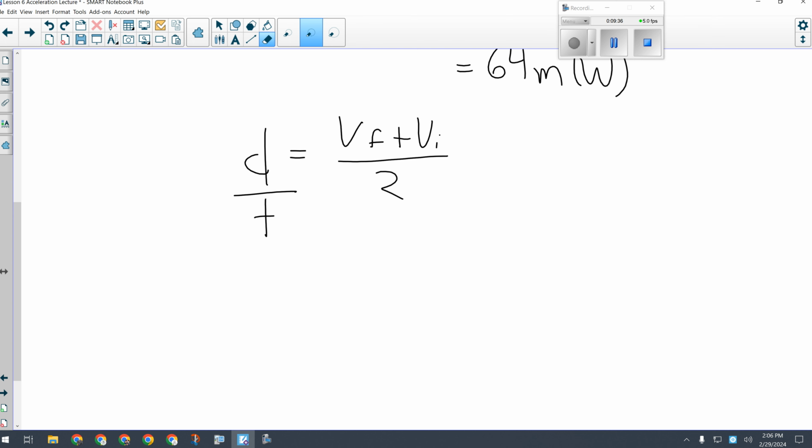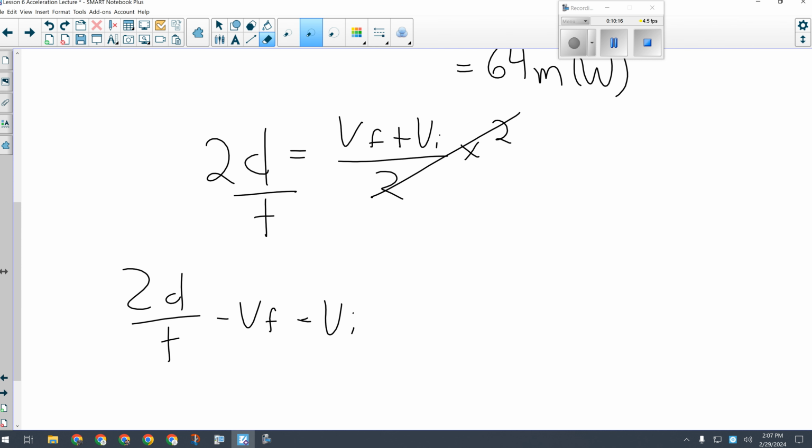I said Vi, right? So if I want to get Vi by itself, what's the next thing I move? In that equation, what's not attached to Vi? The 2. If I want to isolate Vi, the next thing to do is multiply both sides by 2. So I bring the 2 over there. I want Vi by itself. What do I do with Vf? Subtract it over to the other side. 2d over t minus Vf equals Vi.